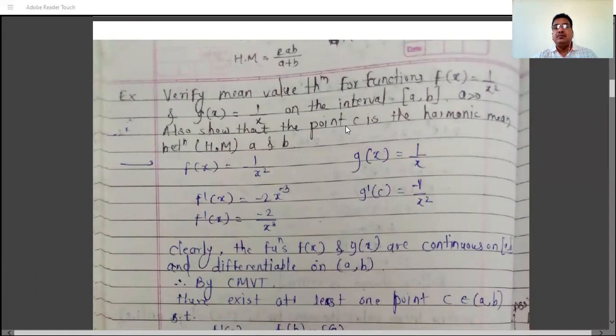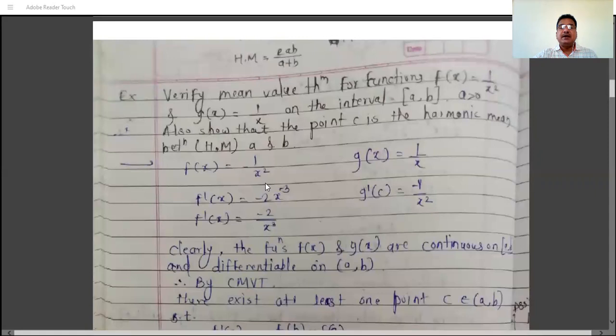Also show that the point c is the harmonic mean, H.M. for short, between a and b. What is the harmonic mean between a and b? 2ab divided by a plus b is called the harmonic mean between a and b. So we have to show that the value of c is 2ab divided by a plus b.